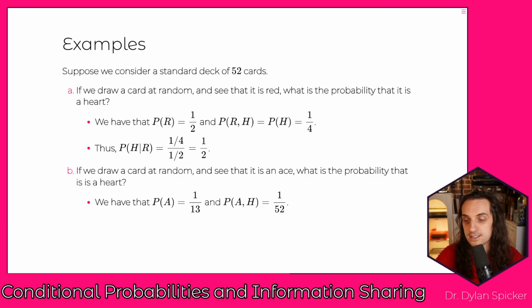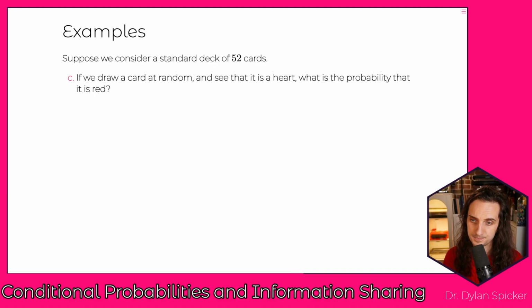Right? The probability of an ace is 1 in 13. The probability that something is an ace and a heart is 1 out of 52, right? Just the ace of hearts satisfies that. And so if we take 1 out of 52 divided by 1 out of 13, that gives us 1 in 4. So it's the same as what our intuitive probability there has to be.